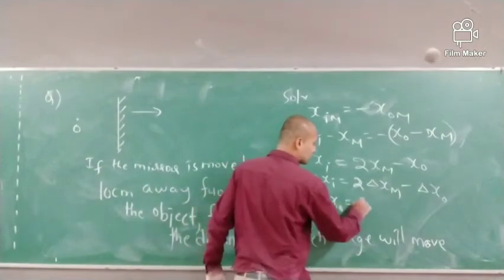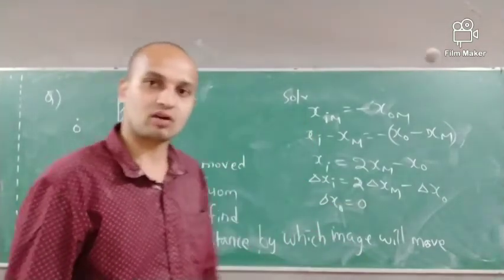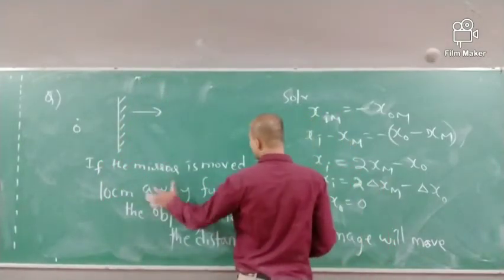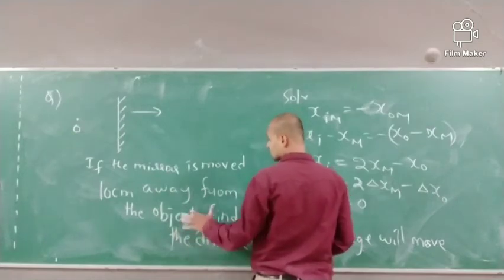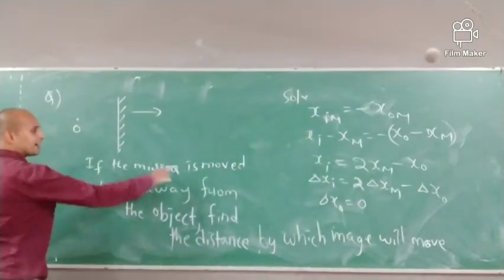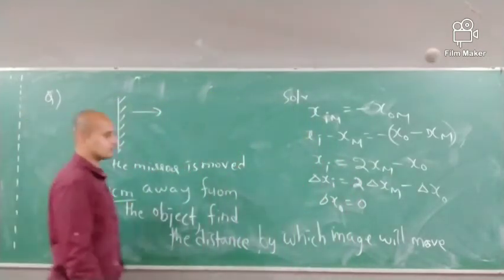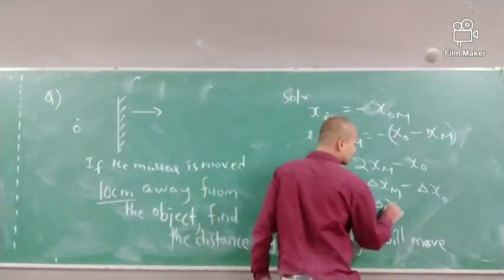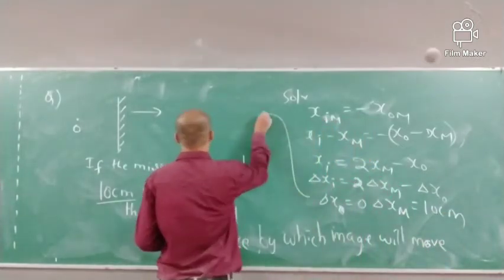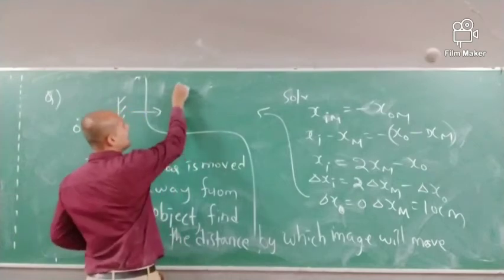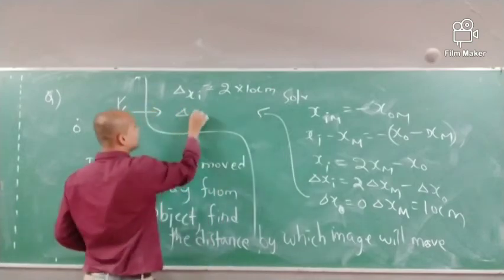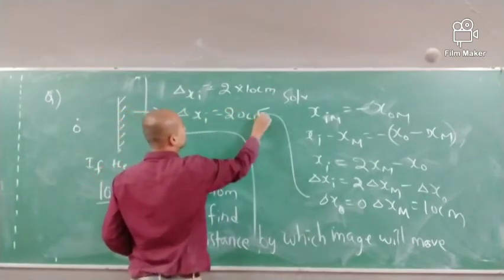In the given question, delta xo is equal to 0. What is the change in xm here? If the mirror is moved by 10 centimeter, then delta xo is 0 and delta xm will be equal to 10 centimeter. So delta xi will be equal to 2 into 10 centimeter, so delta xi is 20 centimeter.